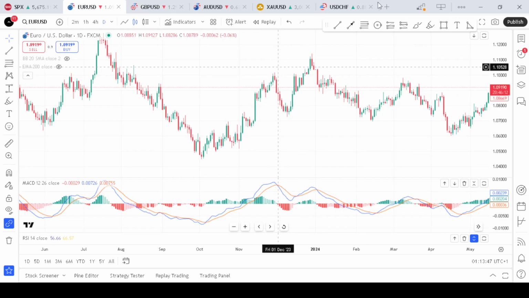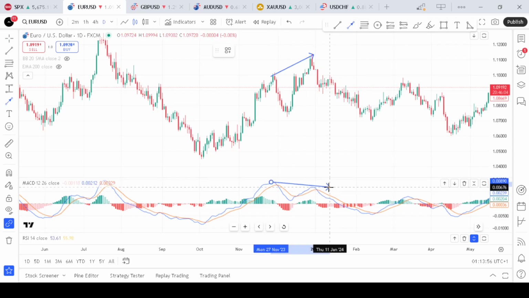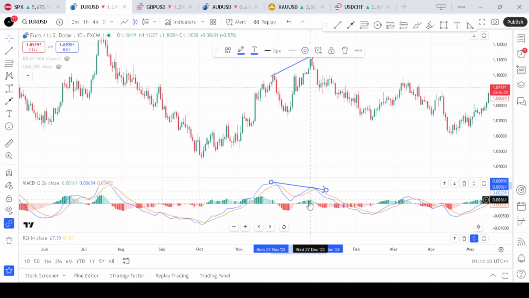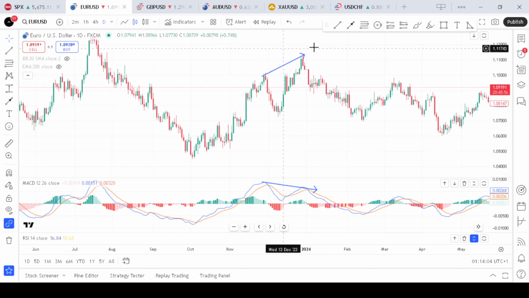First of all, we can see price is creating a higher high in this area, but the MACD line at this area is creating a lower high. This is a proper example, coupled with the fact that the histogram is creating bullish momentum in this area. This signals a bearish divergence. That means we should prepare ourselves for selling opportunities. So this is what it means.